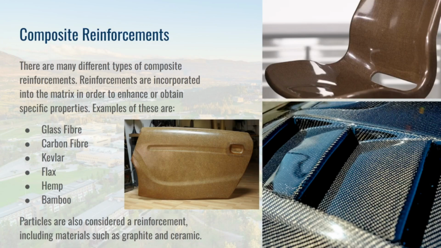Kevlar, which is like military helmets or bulletproof vests, those are Kevlar. And then some organic ones such as flax, hemp, and bamboo. So that seat is made out of flax fiber, and that body panel on the car there is hemp, and then that bottom one is carbon fiber, obviously. So there's a ton of different uses for each one.